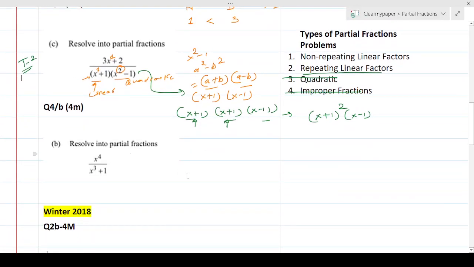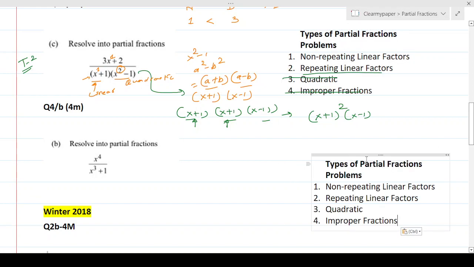Okay, so now let's go to the next one. I think I might have to copy this once more. For this problem, that way it's easy. And let me switch the colors. Okay, so let's go with this. Resolve into partial fractions.